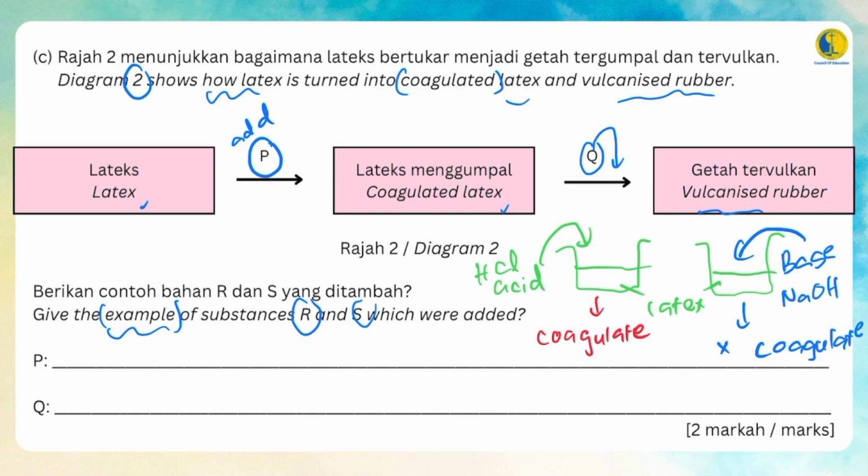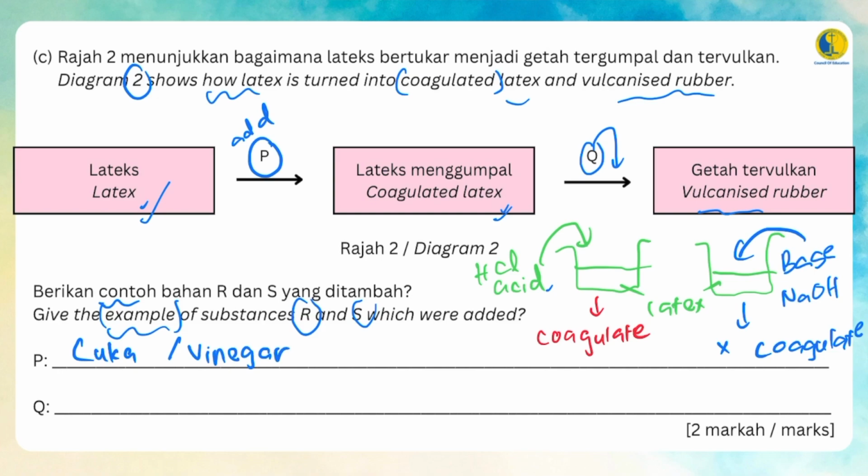Okay, now the question is telling you, now you have a latex. The latex has coagulated already. So what is P? Acid or base? So the answer is definitely an acid. But the question asks for an example, contoh. Then you have to give an example. One example, or you can give vinegar.